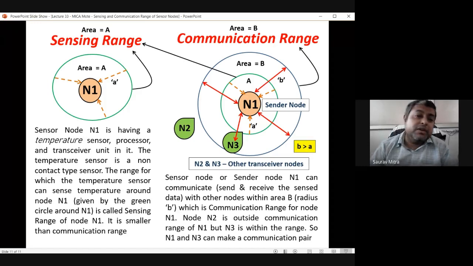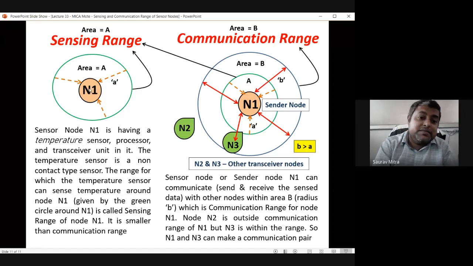Okay, so we are talking about the sensing range of a node, but actually it is the sensing range of the sensor which is fitted to it. This is very important: the node's sensing range is given by the sensing range of the sensor fitted to the node. This last line is very important. It is the range for which the temperature sensor, or any event sensor, can sense temperature around the node N1.